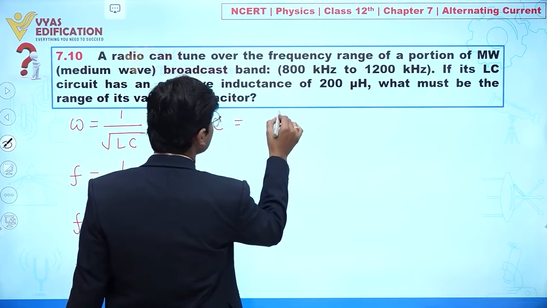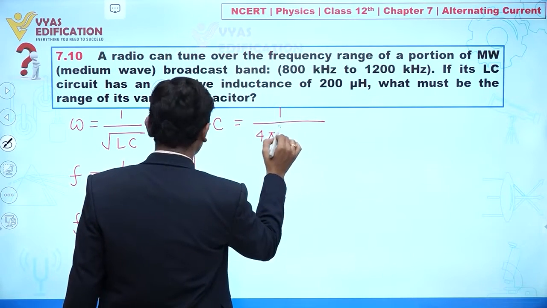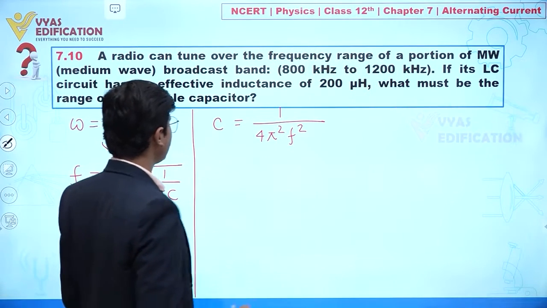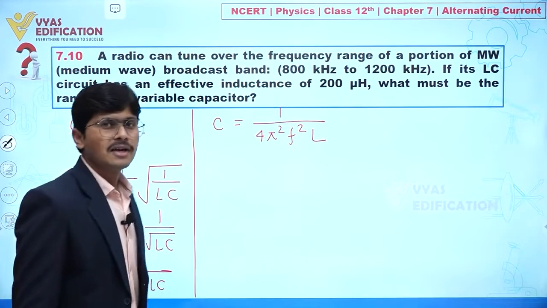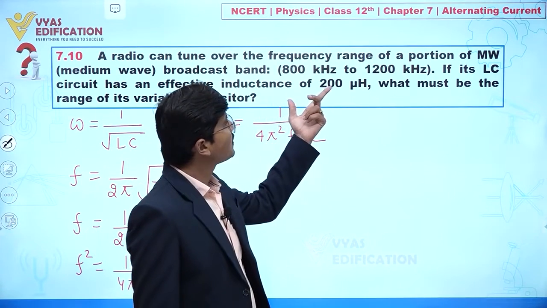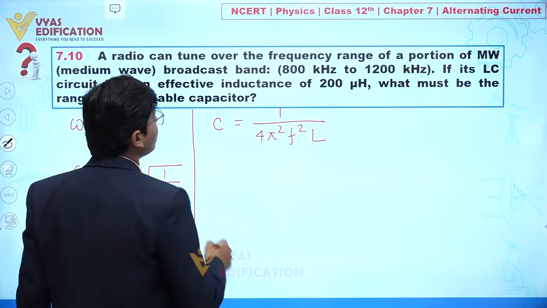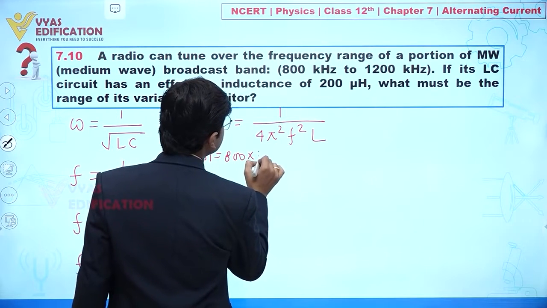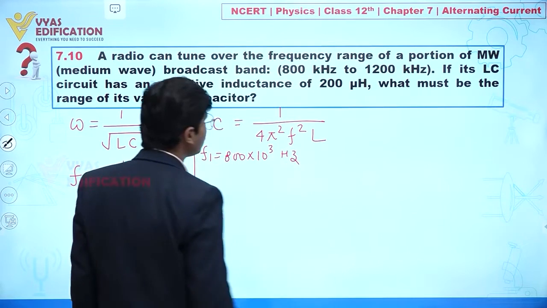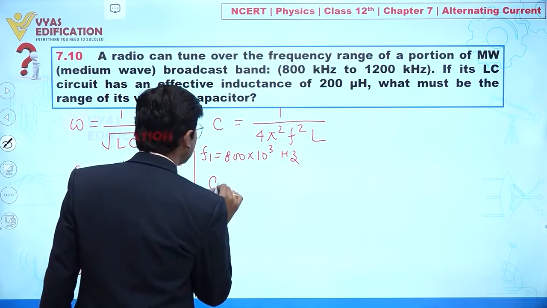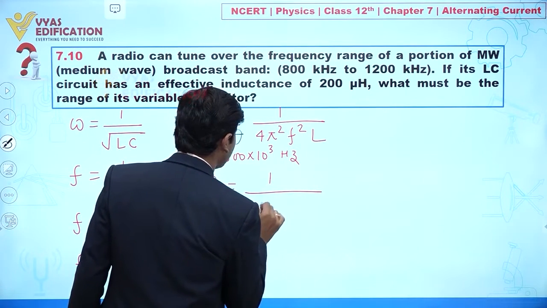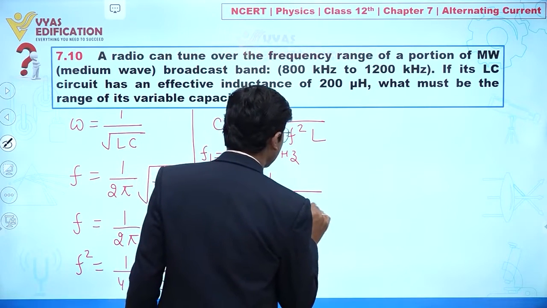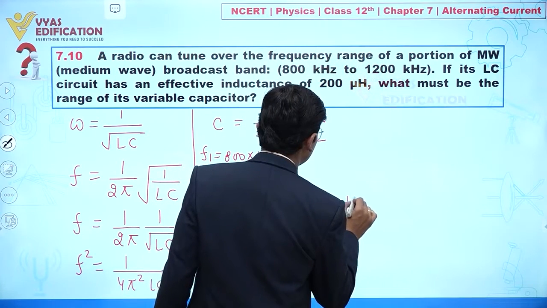From here we can write the value of C as 1 upon 4 pi square f square L. Now we have different frequencies, so we can put in the values of all frequencies. First I am writing f1 equal to 800 kilohertz. It means this is equal to 8 into 10 to the power 5 hertz. So at that time the value of C we are getting is 1 upon 4 pi square multiplied by f square L. F square means 8 multiplied by 8 into 10 to the power 10.